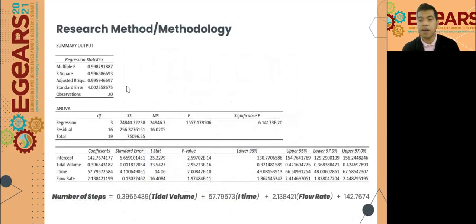This is the summary output of the regression. Since all the p-values of intercept, tidal volume, I time, and flow rate are below 0.05, we determine that these are all significant values in calculating the number of steps, including their coefficients. Therefore, our formula for the number of steps is this equation below.